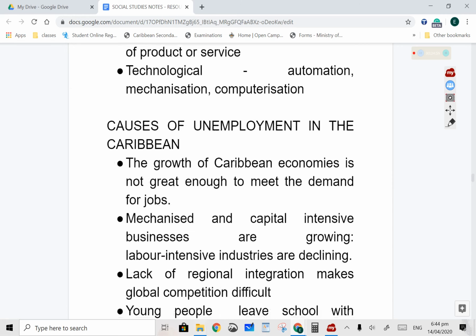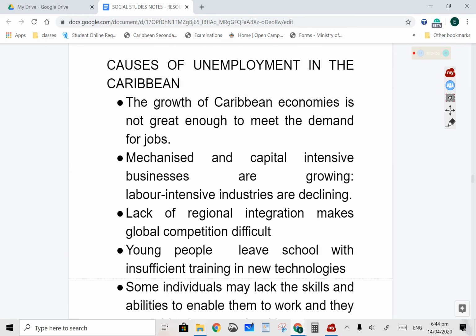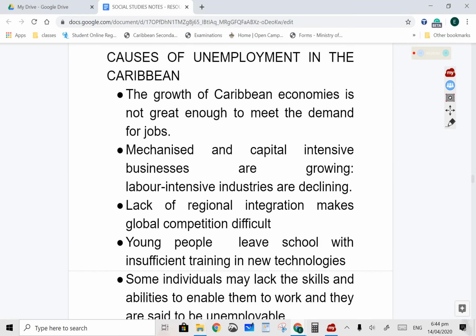Okay, so causes of unemployment in the Caribbean. The growth of Caribbean economies is not great enough to meet the demand for jobs. Right, meaning that we have limited growth. So as many people are going out and seeking education, sometimes it is difficult for the economies to supply the jobs that these graduates actually seek.